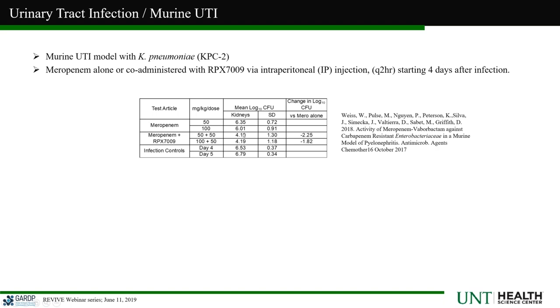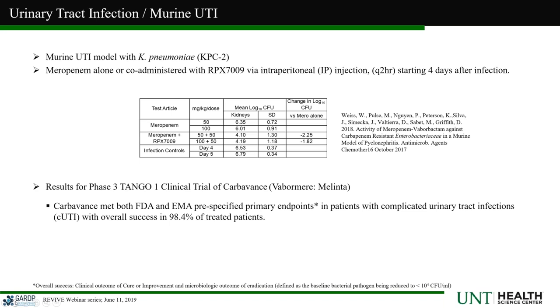In their TANGO 1 clinical trial for whether you want to call it Vabomere or meropenem-vaborbactam, it met the FDA requirements for their endpoint for composite cure of 98%. And in this case, that cure was being able to show clinical cure and bacterial reduction, in this case in the urine, of less than 10 to the fourth CFU. So in the animal model, we're reducing down below 4 logs in the kidney compared to cure in clinical trials of below 10 to the fourth in the urine.